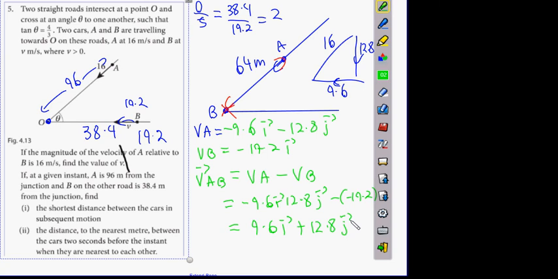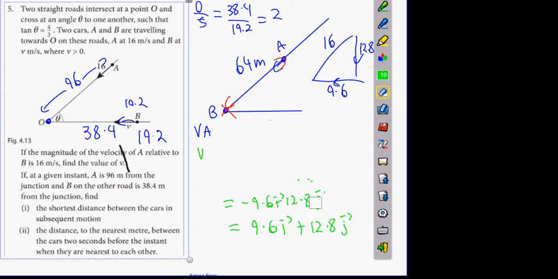Can anyone in class tell me what direction this relative velocity actually goes in? Northeast. Okay, it's a northeast velocity. Sorry, it is actually minus 12.8j. So guys, it's minus 12.8j. You'll see in a second that going northeast wouldn't have made any sense, because it has to be going closer to it. So VAB is 9.6i minus 12.8j.